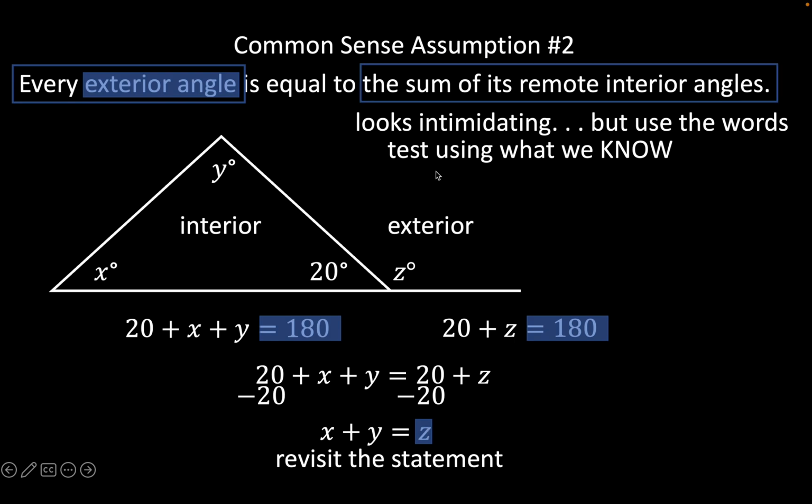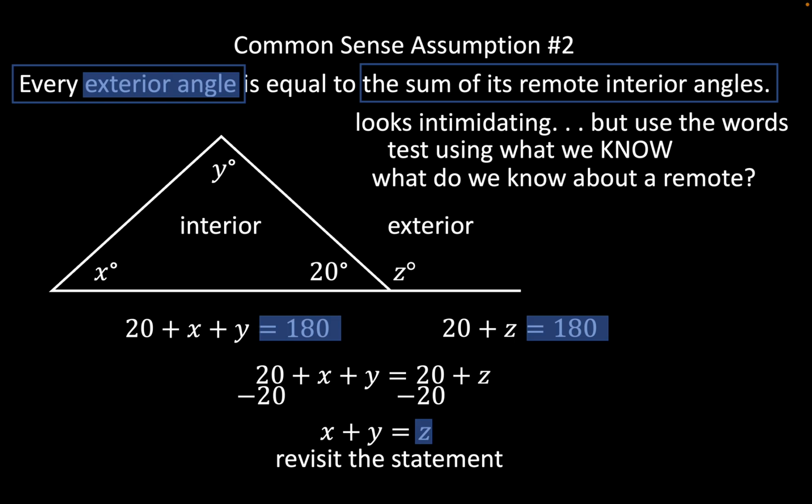And it says it's equal to the sum of its remote interior angles. The words are kind of crazy, but what do we know about using a remote? If z is right next to 20, or you are standing right next to your TV, do you need a remote to change the channel? No, you can just reach out and do it. So this is not a remote interior. These two are your remote interiors because they're far away from that angle. And so when we talk about the sum of the interior angles, there's your x plus y. And so x plus y equals z is what we're looking at. It's literally just taking these two things and adding them up to get whatever is out there.